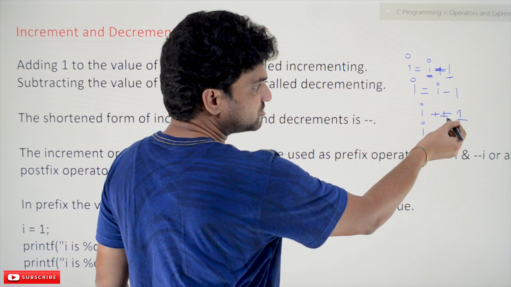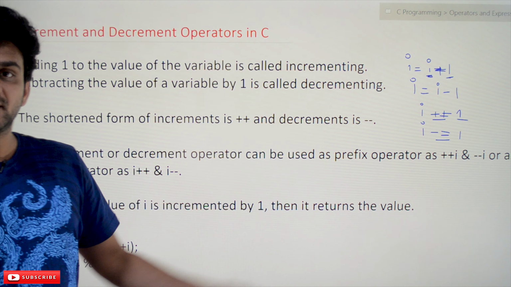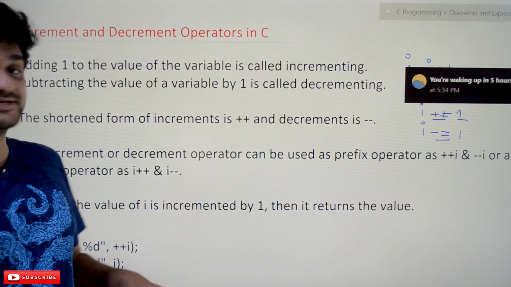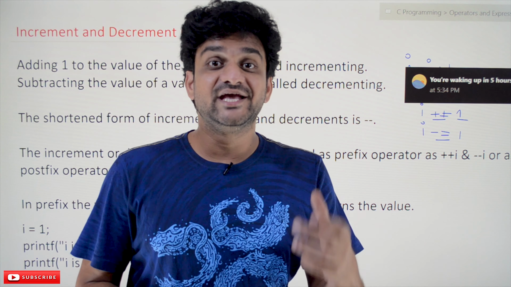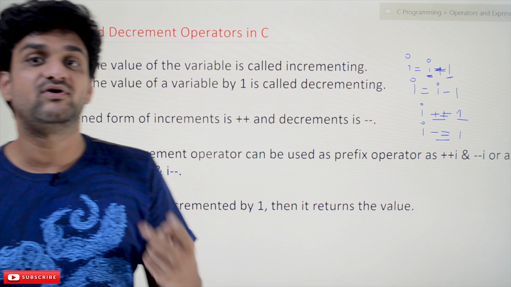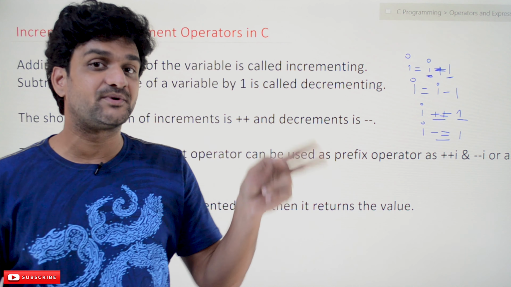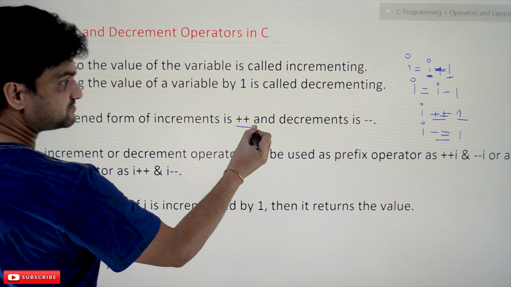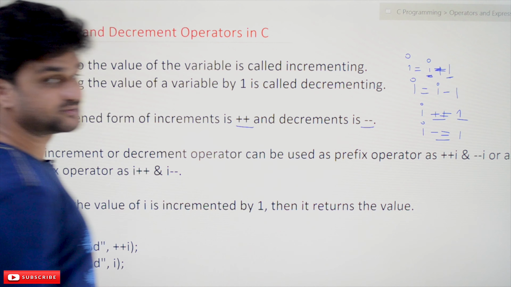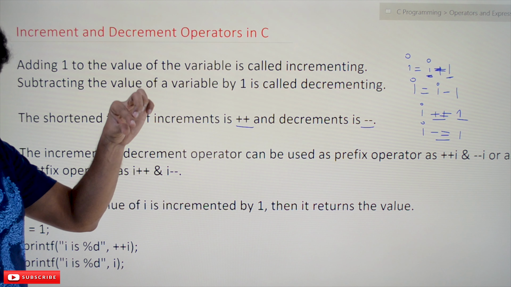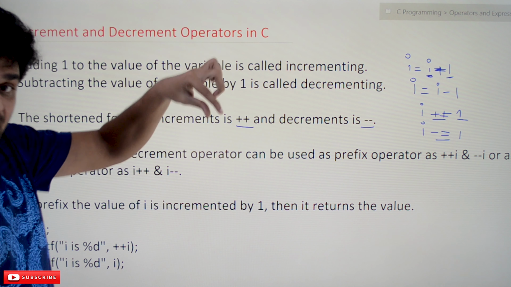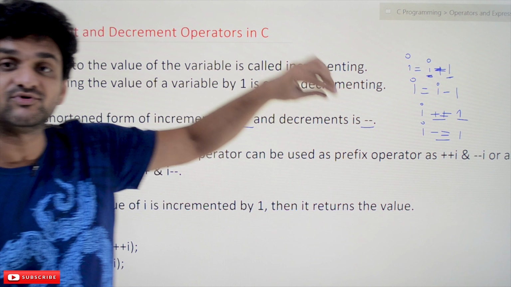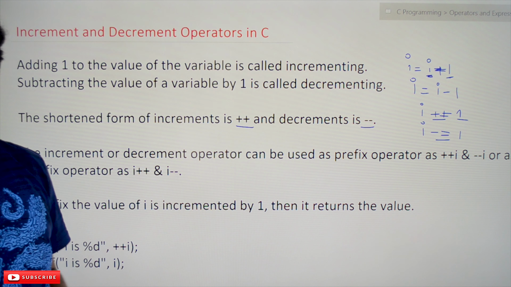These operators are already there in the compound assignment operators, but C also provides two different operators called the incrementing operator and the decrementing operator. The shortened form of increment is plus plus and of decrement is minus minus. Plus plus side by side is the incrementing operator, and minus minus side by side is the decrementing operator.